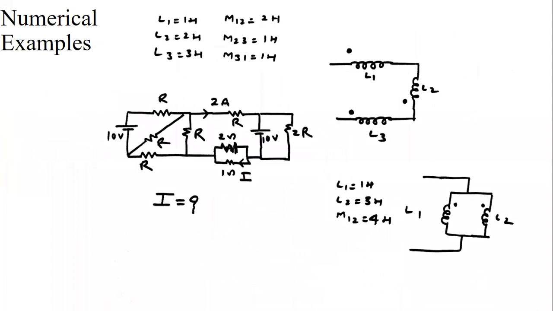Now see, next, a numerical example for the practice section. Here, calculate the equivalent inductance. In the first case, L1, L2, and L3 are given as 1 Henry, 2 Henry, 3 Henry, and the coupling between them, 1-2, 2-3, and 3-1, is given as 2, 1, 1. Find the equivalent inductance between these two terminals. This is the first question. And in the second case, calculate the equivalent inductance in the parallel case. This is my second case.